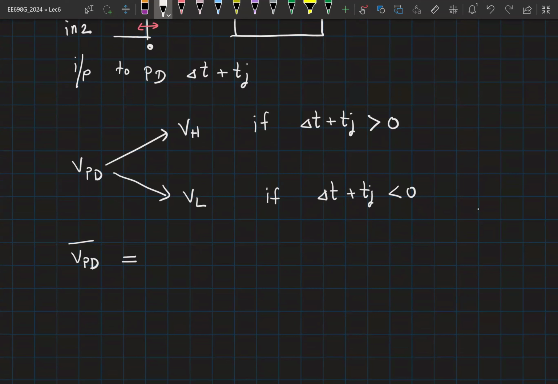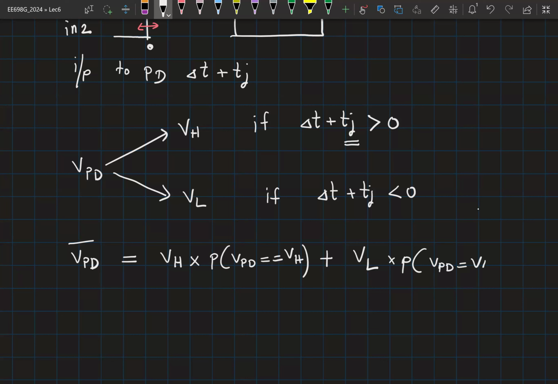Now let us write the expression for VPD average. Of course, it is a function of Tj, not just delta T, and you can talk about Tj only in terms of probability. So you will have to write your VPD average using the probability distribution of Tj. Let's start by saying that VPD average can either be VH or VL. So the average value will be equal to VH into probability that VPD is equal to VH plus VL into probability that VPD is equal to VL.